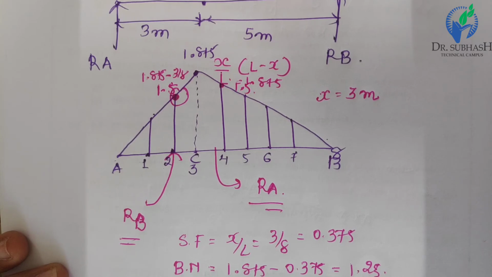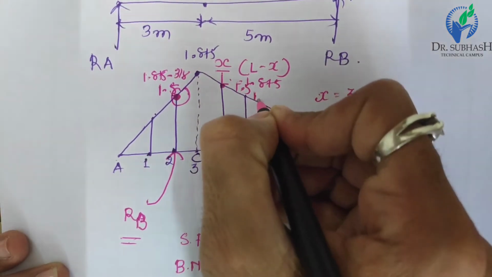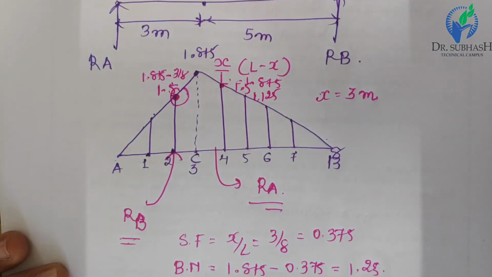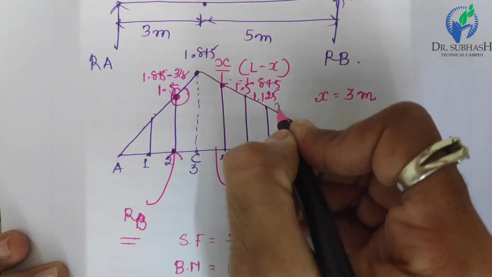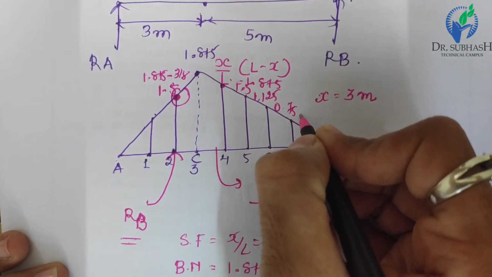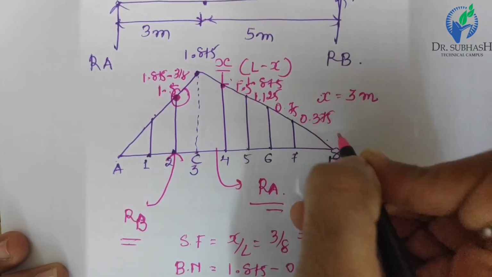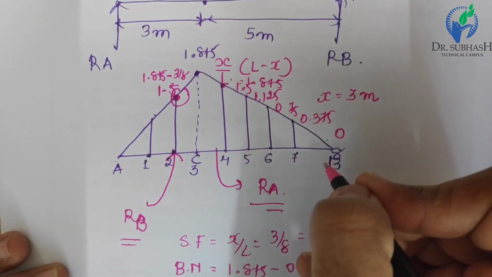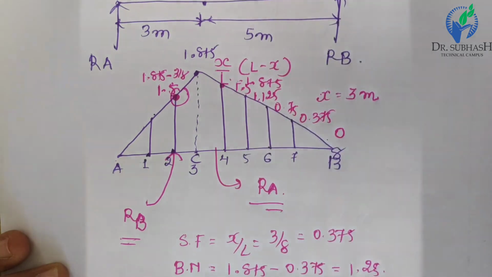1.5 minus 0.625, so 0.875. 1.5 minus 0.375, so we found the next point 1.125. Again 1.125 minus 0.375, so 0.75, then 0.375 and again 0. Likewise, we draw the influence line diagram for bending moment.